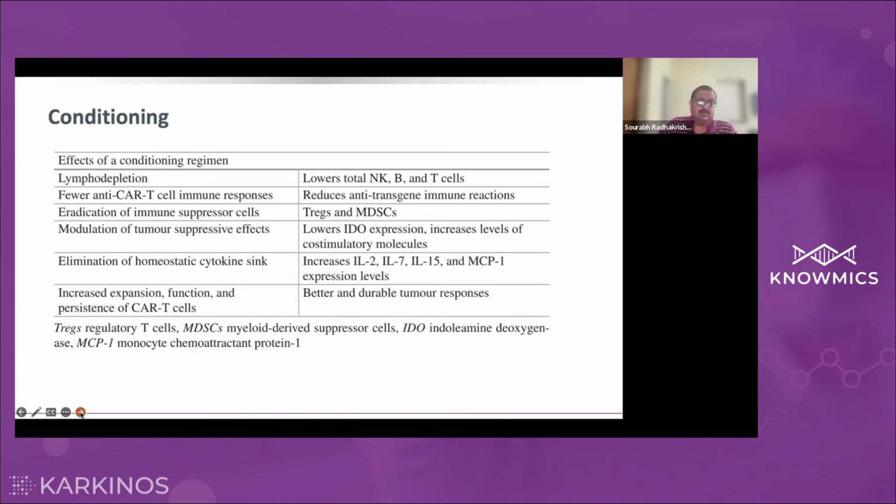Second, conditioning also reduces anti-CAR-T immune responses, as I said before. It helps us to eradicate the immune suppressor cells, especially NK and T cells, which make up predominantly the immune suppressor part, so that the CAR-T can act much better in stimulating the cytotoxic T cells. It also reduces the IDO expression and increases co-stimulatory molecules, so that tumor suppressing effects are decreased. And it eliminates the homeostatic cytokines. The cytokines may sometimes be completely used up without having any action against the tumor, and there may be what is referred to as cytokine exhaustion. So this will prevent that from happening.